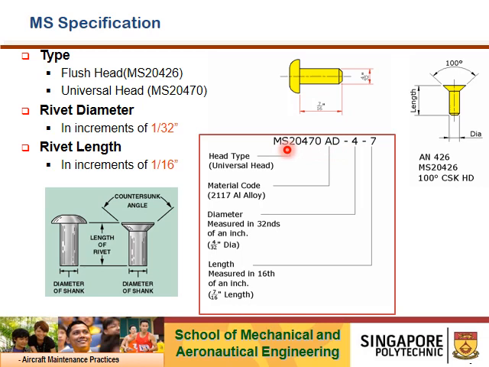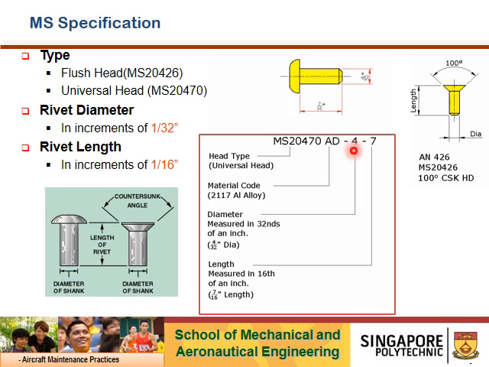So actually, you look at this MS-20470 AD-4-7. This is actually a part number for you to order. When the parts come, you know that the person who ordered this wanted universal head rivets, whose material type is 2117 aluminum alloy, and the 4 and 7 will tell me something. So what do the 4 and 7 tell me?